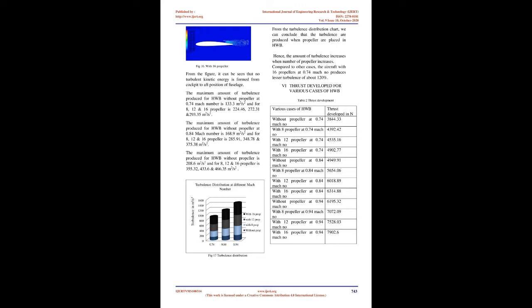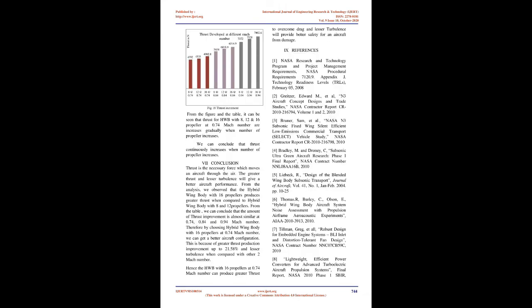From the figure and the table, it can be seen that thrust for HWB with 8, 12 and 16 propellers at 0.74 Mach number increases gradually when the number of propellers increases. We can conclude that thrust continuously increases when the number of propellers increases.